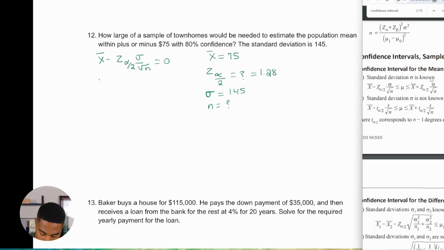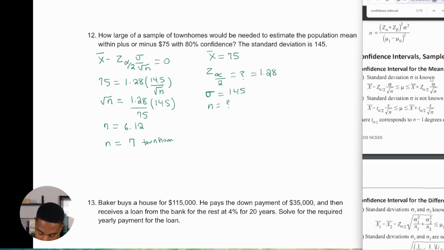So we will say that 75 is equal to 1.28 times 145 all over the square root of n. All right, the square root of n, I'm just shifting, multiplying it over, and dividing to get it to separate it from everything else. I'm going to say 1.28 divided by 75 times 145. All right. And so now I'm getting that n is going to equal 6.12, or approximately 7 townhomes.